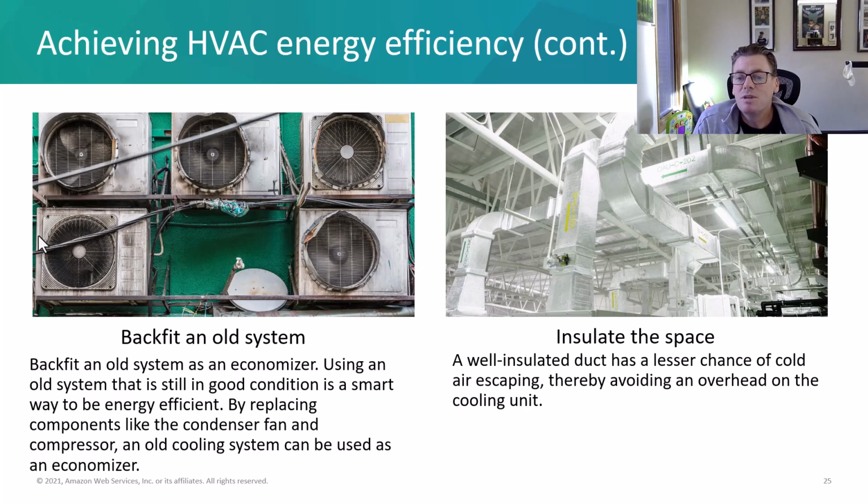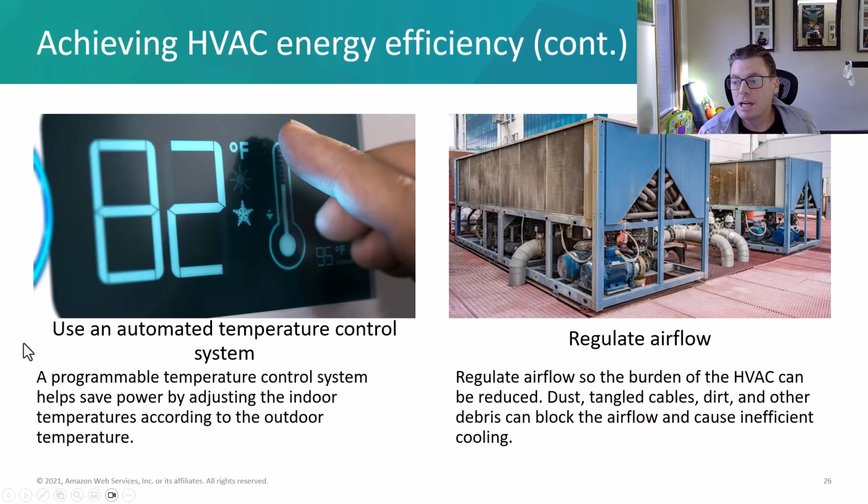The other thing we can do is we can insulate the space, right? So if we can keep more of that cold air in the ductwork, we can do a better job of moving that cooler air through the facility. All right, a programmable temperature control system is a must, right? We need this so that it can adjust the indoor temperature based on what the outside temperature looks like, and we can allow that to happen automatically without user intervention.